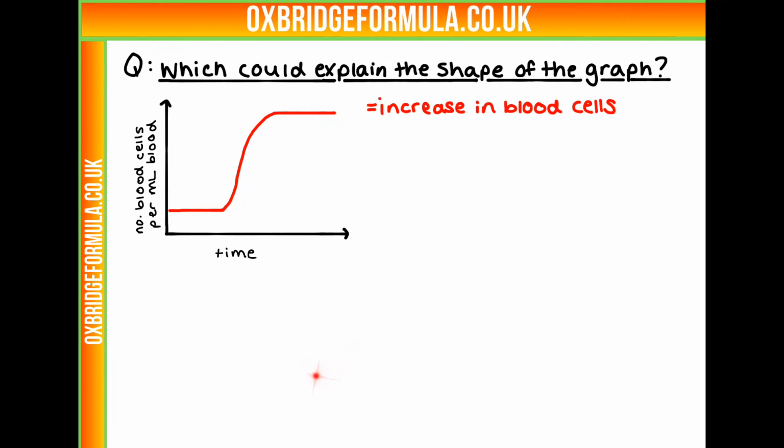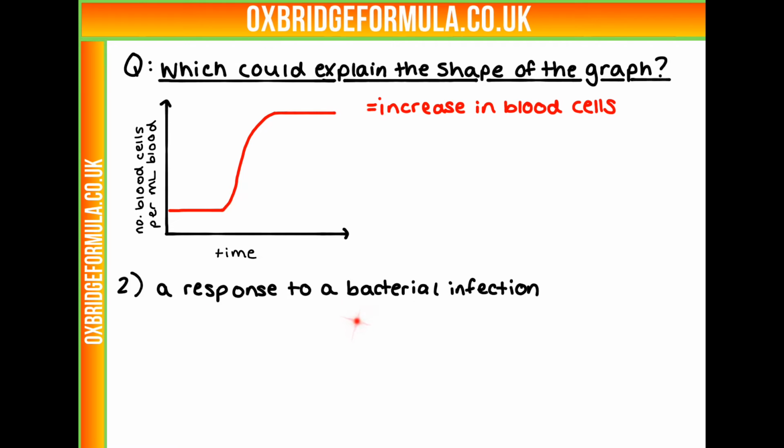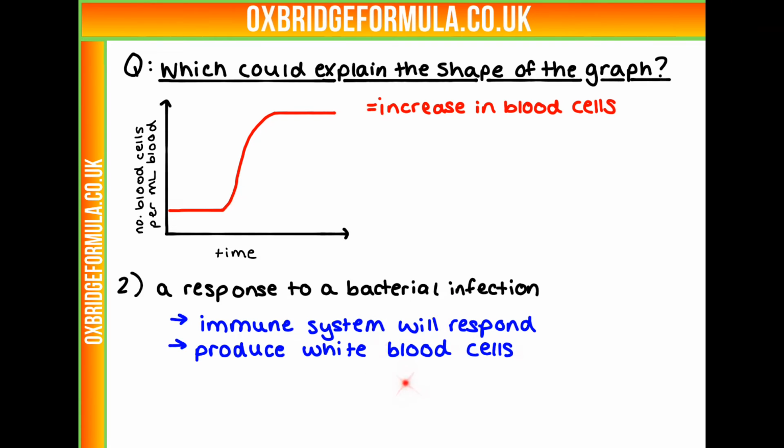Our second possibility is a response to bacterial infection. Could this cause an increase in blood cells? Well, if we have a bacterial infection, what's our body going to do to combat that? Well, the immune system is going to respond by producing white blood cells. These are blood cells, so if we are fighting off an infection, we're going to have an increase in the number of white blood cells, which could be this increase here. So this could also be correct.